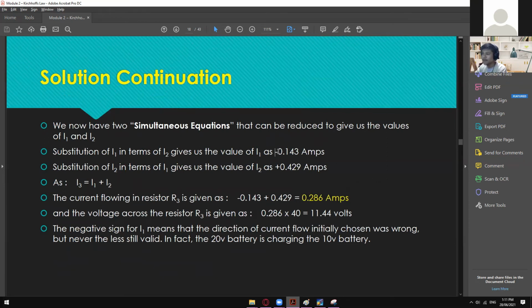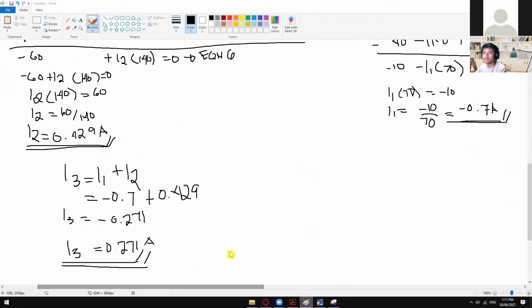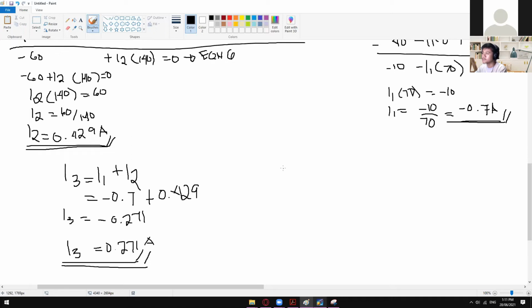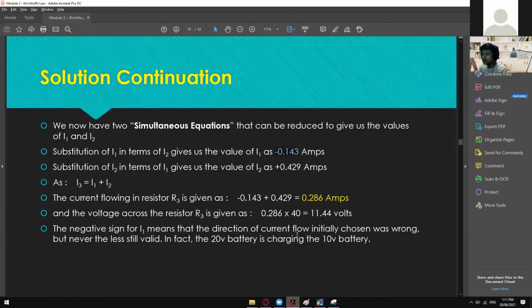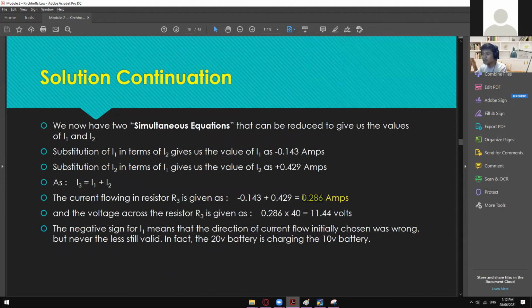So we have here the I1, which is negative 0.143. Let's compare it. And then the other one is 0.429. And why did we get a different result in here, negative 0.143? But we've got the correct answer, which is 0.271 or 0.28, just a little variation. Okay, 0.286. So I think the assumption right here, the polarity of the one that they've used, is the entering symbol, which is the negative, and then this one will become positive, and then this one will become positive again. So negative, positive, positive. Either of those two, you will get the same correct answer, which is 0.286.